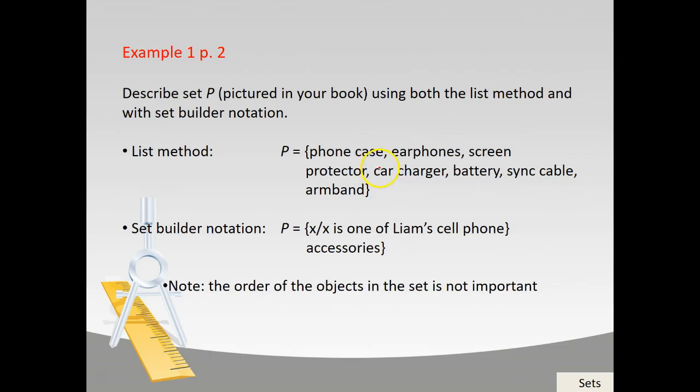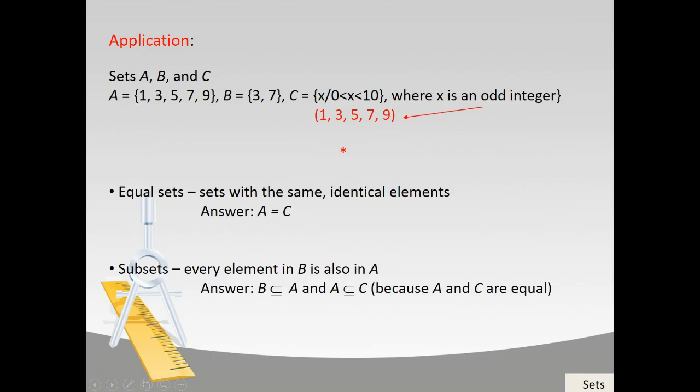One of the things you should know is that you can list the elements in your set in any order. So let's apply this. We have sets A, B, and C. A equals the numbers 1, 3, 5, 7, and 9. B equals 3 and 7, and set C equals x such that x is greater than 0 and less than 10, and where x is an odd integer. I always like to break these down so that they make sense to me. If I break down what this says, it's an odd number less than 10 and greater than 0. That would give us 1, 3, 5, 7, and 9.